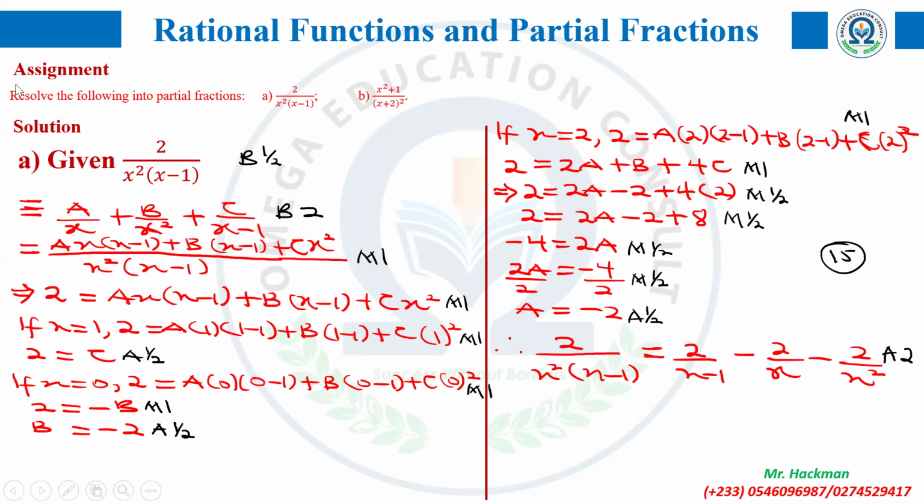So as usual, we read the question, we underline salient parts, if any. So resolve the following into partial fractions. Usually, for partial fraction questions, you end up resolving. At this point, there are no salient parts to underline. So these are the fractions that we have to resolve.